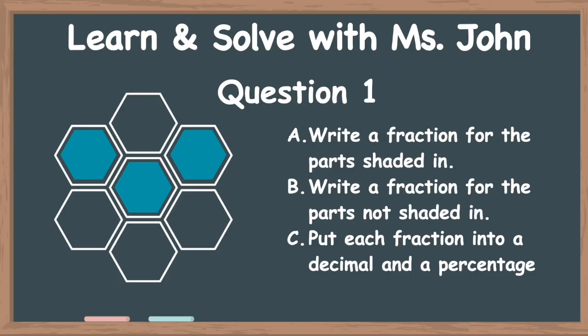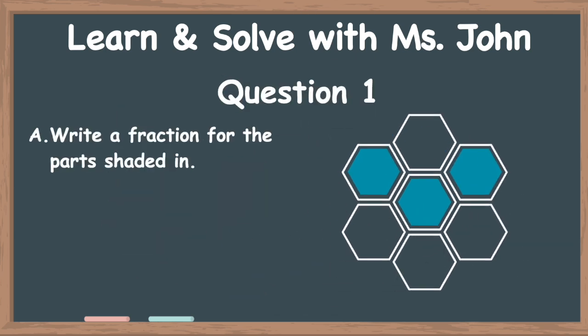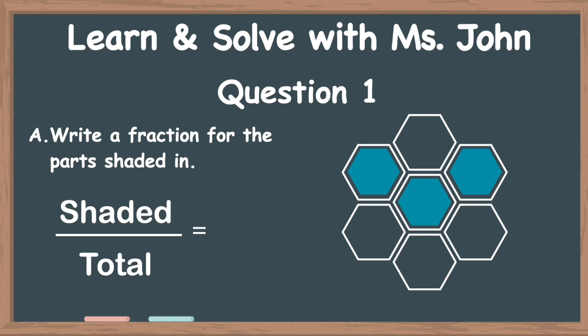Question 1. We're going to use an image to answer this 3-part question. First part. Write a fraction for the parts shaded in this image. So let's first write the equation. In the equation, we're going to find the total first and then shade it in. So let's first find the total amount of parts in this image. 1, 2, 3, 4, 5, 6, 7. There are 7 total parts in this image. So we're going to write 7 in the total spot.